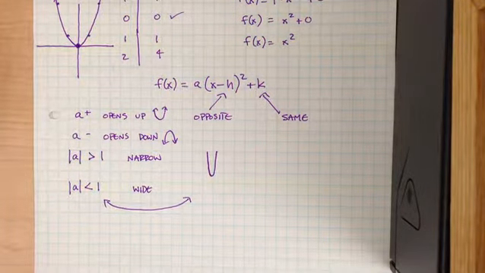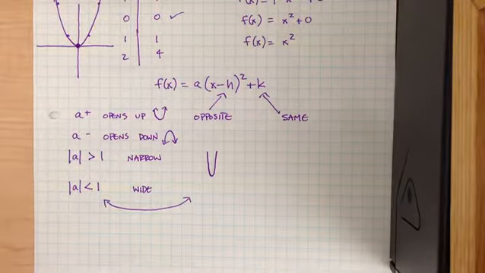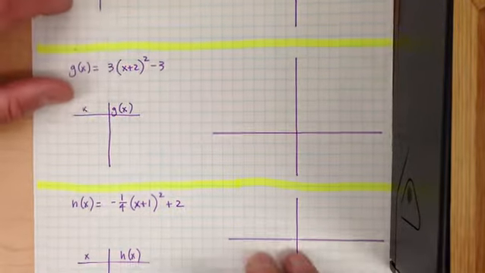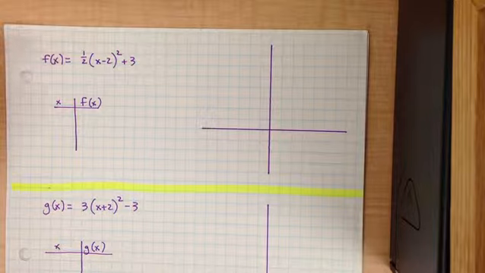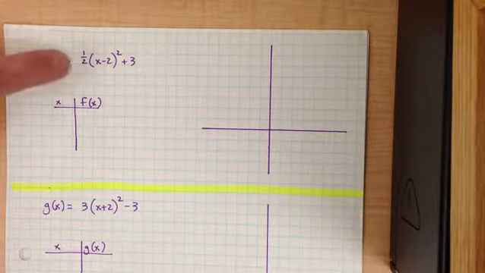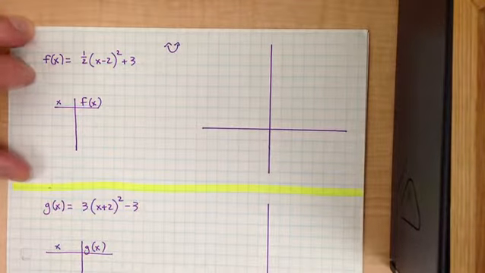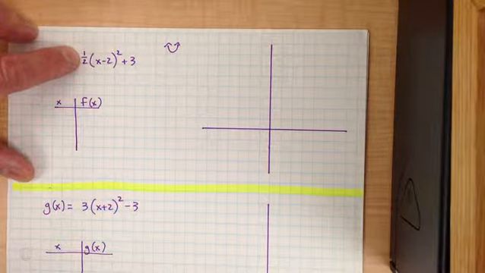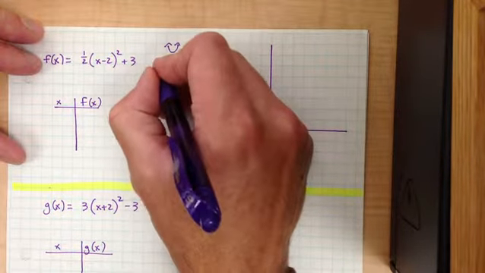That is the information there for dealing with the parent graph of a parabola. I'm going to take a look at a few examples of that right now. All right, we have our first function, f of x equals 1/2 (x minus 2) squared plus 3. Looking at that, I see that my a value is positive, so I know that my parabola opens up. I take a look at the absolute value of this. The absolute value of 1/2 is 1/2. Therefore, 1/2 is less than 1. I know that my parabola will be on the wider side.